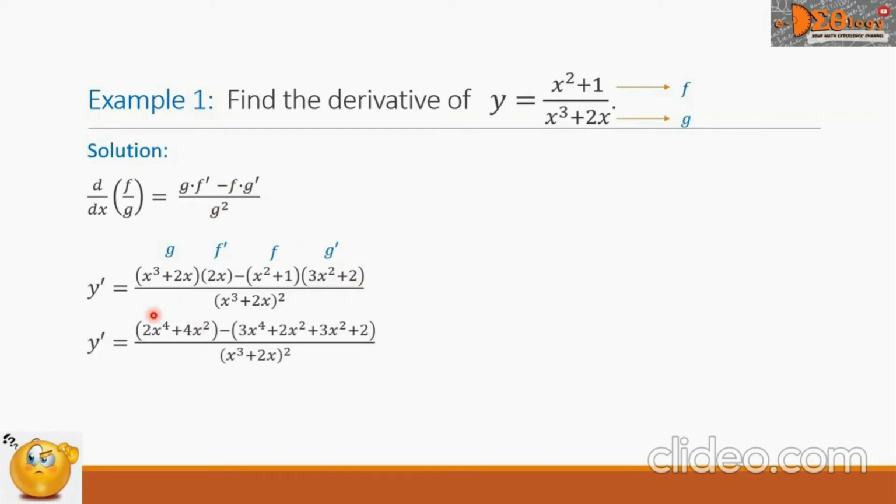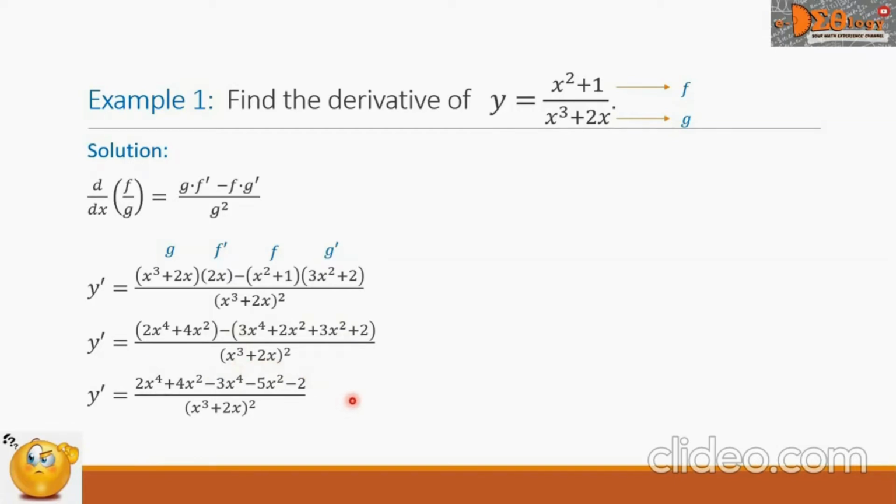So the first group will be 2x raised to 4 plus 4x squared. Then minus the second product is 3x raised to 4 plus 2x squared plus 3x squared plus 2. Let us remove the grouping symbols of the numerator, so we will have 2x raised to 4 plus 4x squared minus 3x raised to 4 minus 5x squared minus 2.